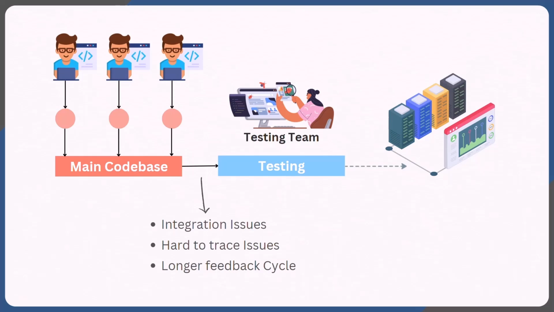Developers will not get to know of conflicts or any bugs until the end phase of the development cycle, and this might lead to longer resolution times and hinder the ability to address issues in a timely manner. With DevOps though, we're going to follow a different approach, and here is how it goes.